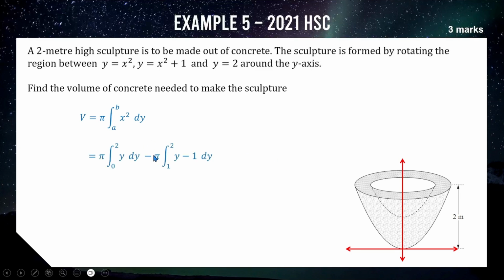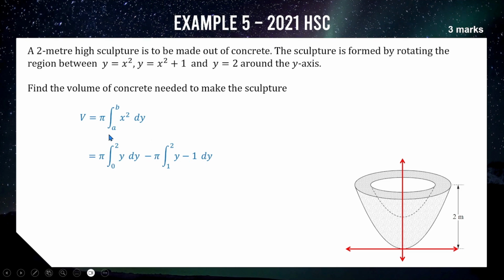Okay, so here is what we're doing. We're doing the big outer shell, like I said, and then we're taking away the inner shell. So the outer shell is x squared equal to y, and the inner shell is x squared equal to y minus 1. For the outer shell, we're going from the bottom to the top, so we're going from 0 to 2. For the inner shell, we're just going from here, which is halfway, up to the top. So we're going from 1 to 2. Okay, so you've got to be a bit careful with your limits this time. Don't forget both have a pi at the front, of course.